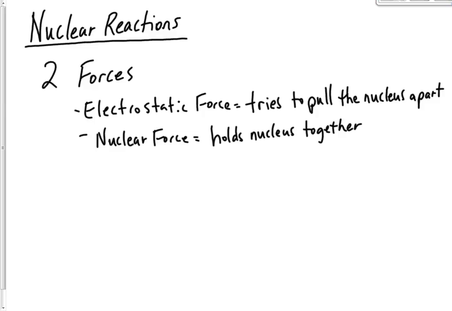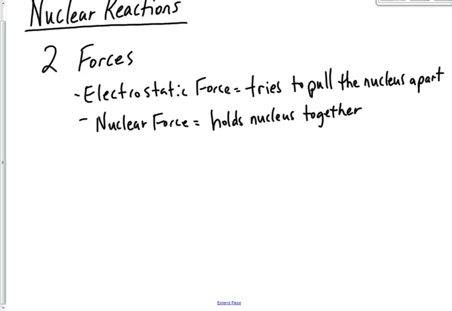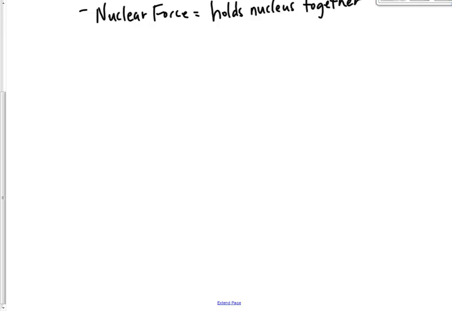And the bigger the element, the more electrostatic force you have. So the more unstable they are, the more quickly they break down. With the smaller ones, they don't have as much electrostatic force, so the nuclear force is much stronger and it holds it together very well. So keeping those two things in mind, we're going to talk about fusion and fission.